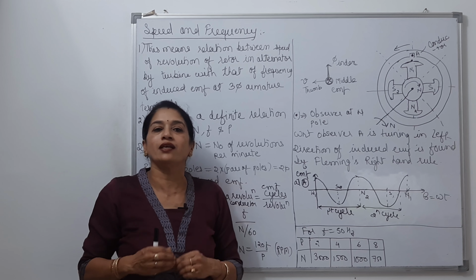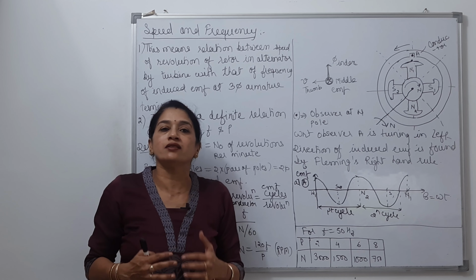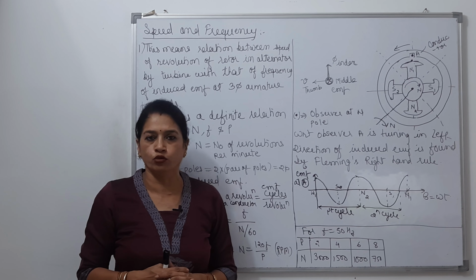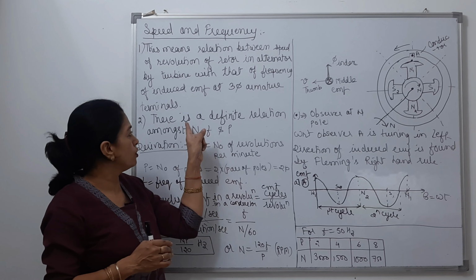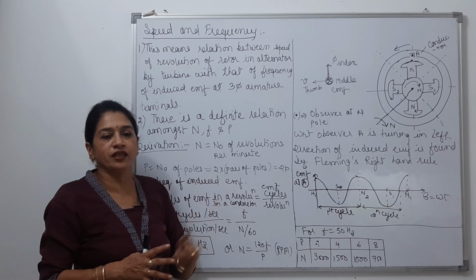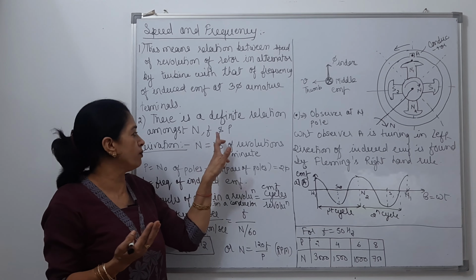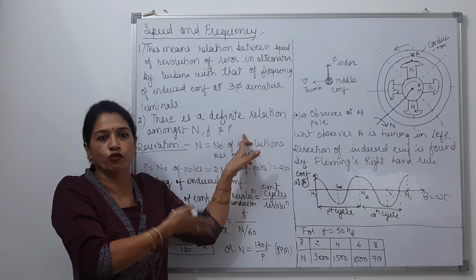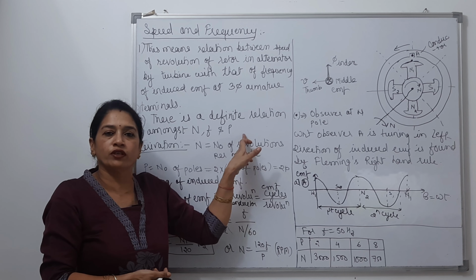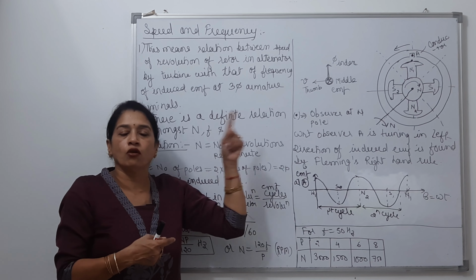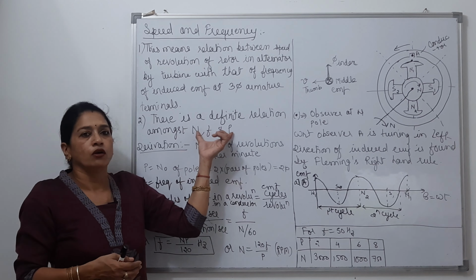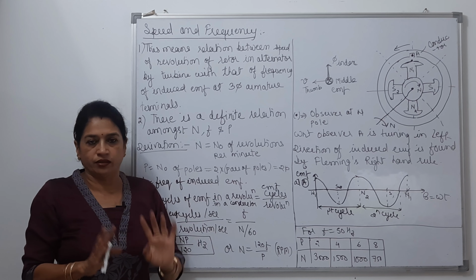That means frequency is the development due to the number of poles and due to the rotation of those poles. So I would be creating a definite relationship amongst the speed given to the rotor by the turbine, the number of poles, which according to the design are developed over the rotor, and the frequency of the induced EMF. I would be explaining the derivation of a relation amongst these three.